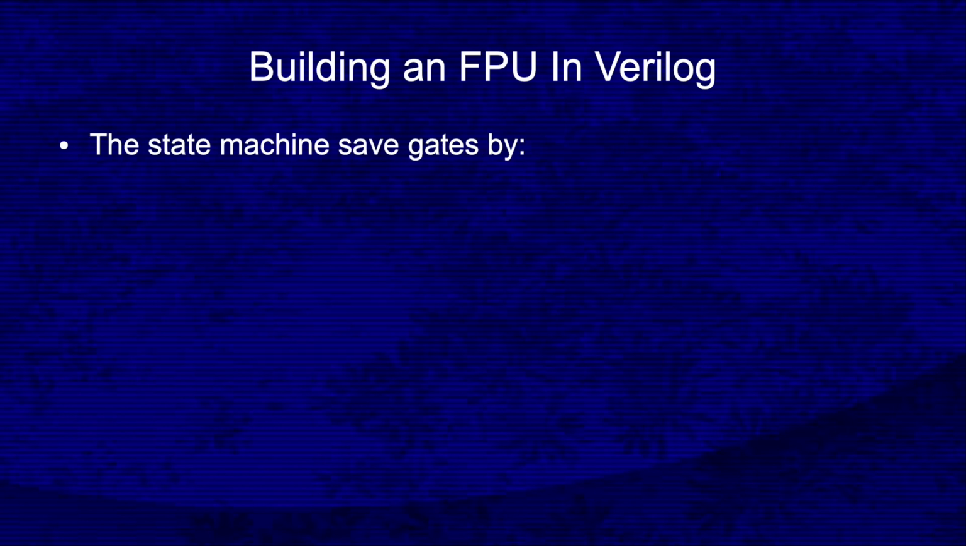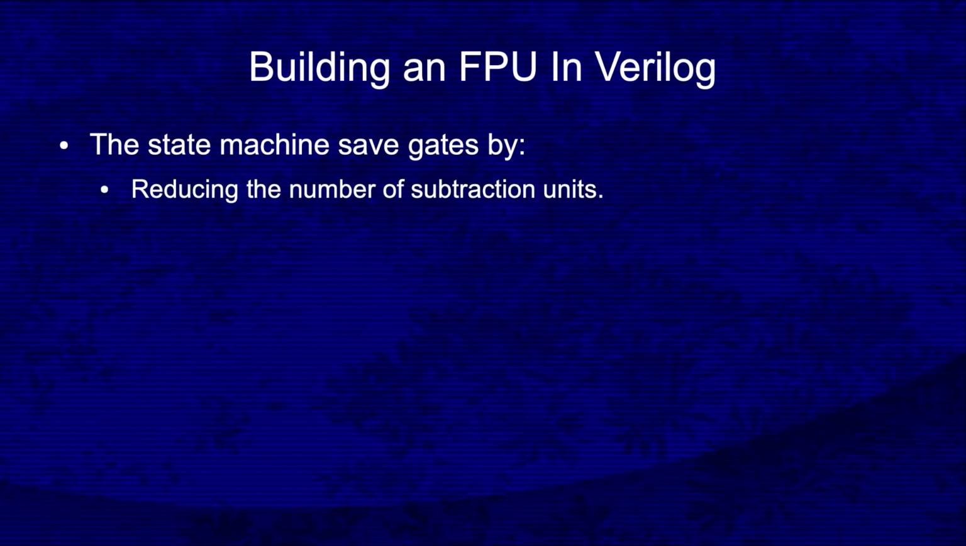The state machine saves gate resources in 2 ways. The first of these I spoke about earlier. This state machine only uses 2 subtraction units to compute the unrounded significand of the quotient. This is a savings of 11 subtraction units for the binary16 data type. For the larger IEEE floating point formats, it's a savings of 24, 53, and 113 subtraction units for the binary32, binary64, and binary128 floating point formats respectively.